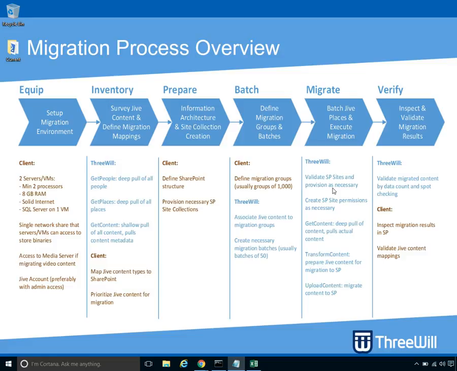If it doesn't exist, we have the ability to create that on the fly. If needed, we need to create the SharePoint permissions. Probably won't get too deep into that in this particular demo, but we can definitely talk about that if that is something that's important to you. Get content is also run here. You saw it was run in inventory, but it's also run here again, where we actually do a deep pull.